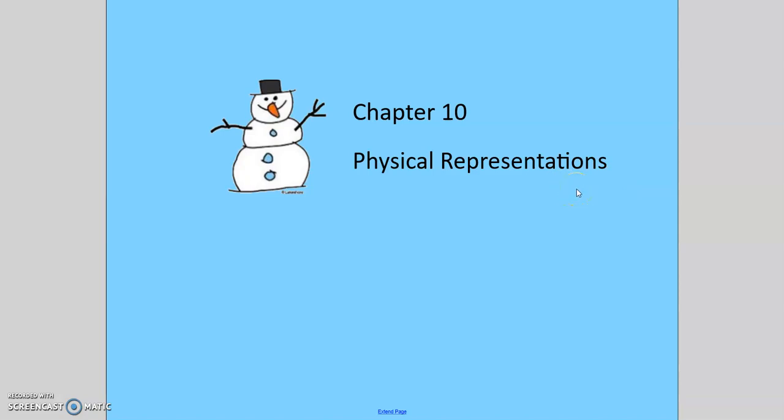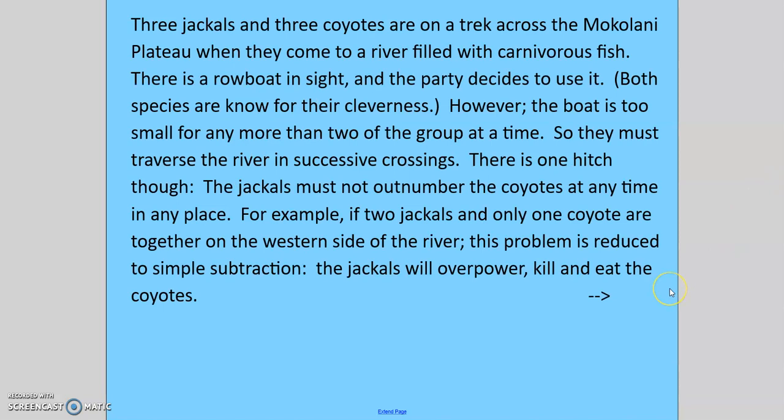So in your reading notes, hopefully you read about this strategy and you understand that it uses physical objects, be that people or objects you have around your house, to represent things in different situations. So hopefully you've got a few things around you when you're doing these problems to model the situation. What we're going to do is go over the jackals and the coyotes problem that you did in the reading notes to see how it went.